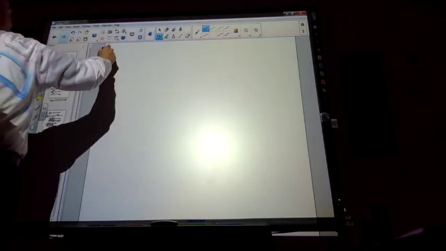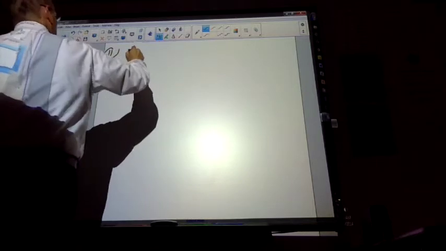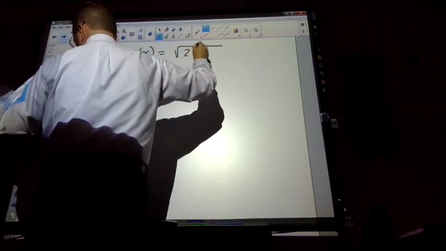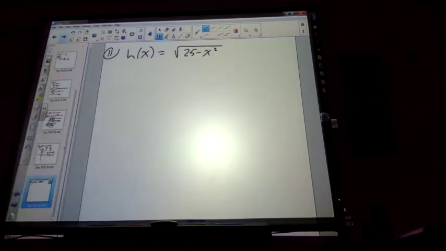All right, let's go to number 11. Take a look at what 11 says. We have h(x) is equal to the square root of 25 minus x squared, right? So we want to determine the domain of this. So we want our numbers to come out to real answers. So can I have the square root of 0? Square root of 0 is 0. I don't have a denominator, so we're not worried about an undefined term.